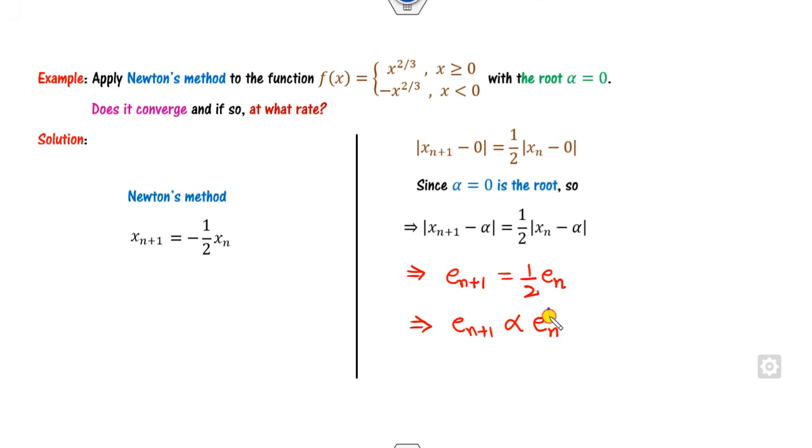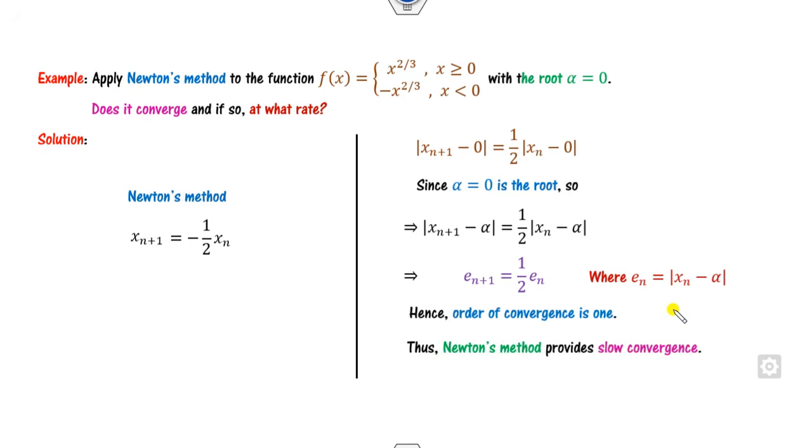Now what is the power? Power is 1. So what is the meaning of that? It means the rate of convergence, or order of convergence, is linear. So we can say the order of convergence is linear. Once it's linear, we can say the progress of convergence is very slow.